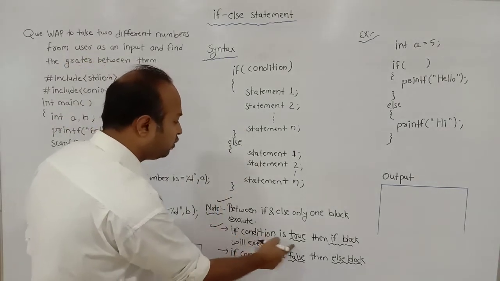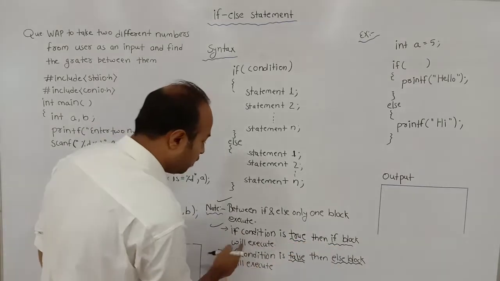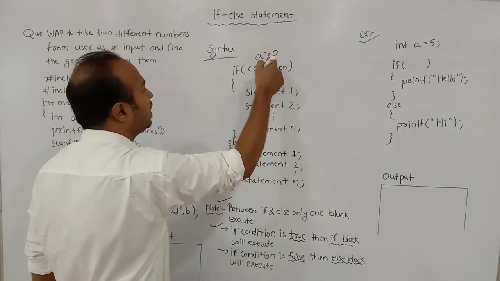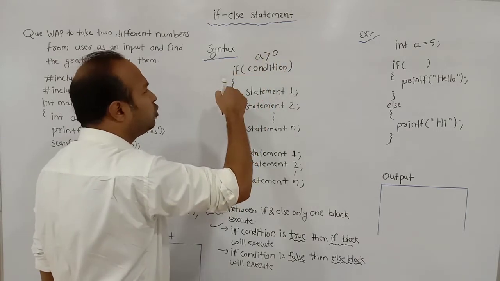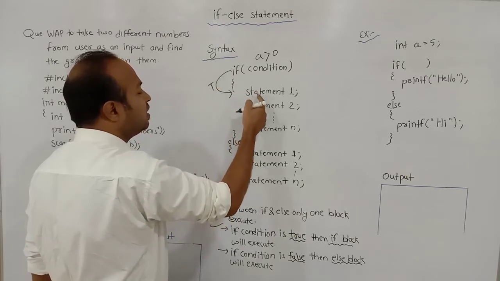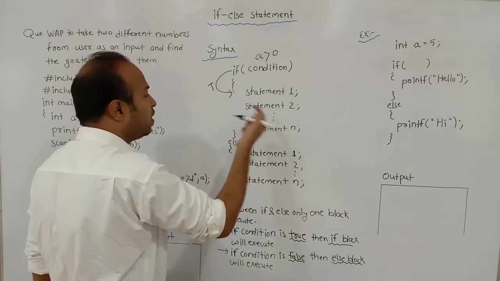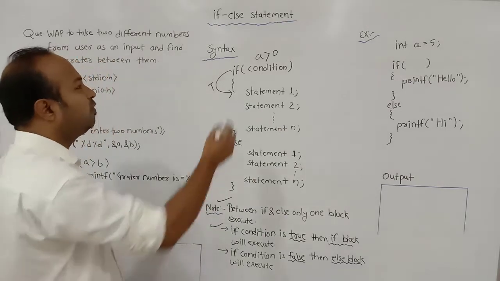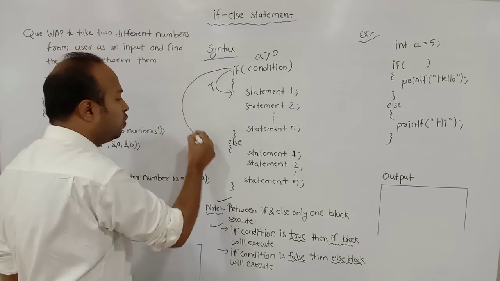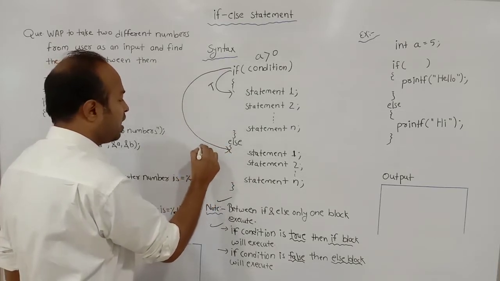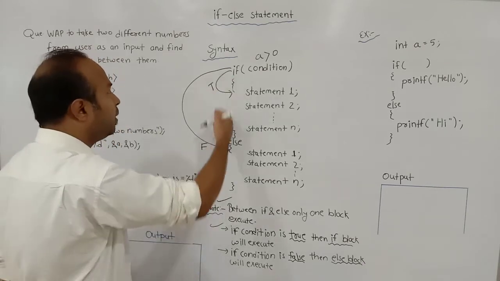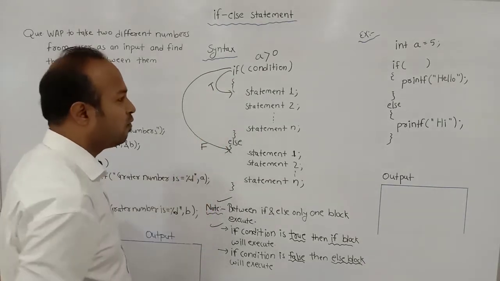If the condition is true, then the if block will execute. For example, here we will write the condition a is greater than 0. If this condition is true, then we move inside the if, and the statements written within the if will execute. But if this condition is false, then we move to the else and the else block will execute. So this is the simple structure of if-else.